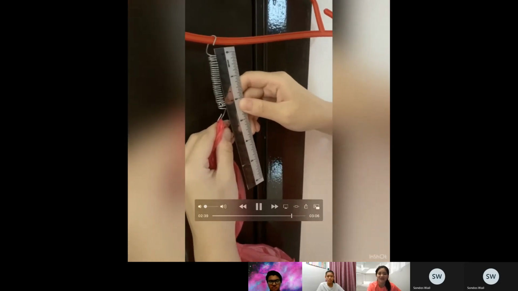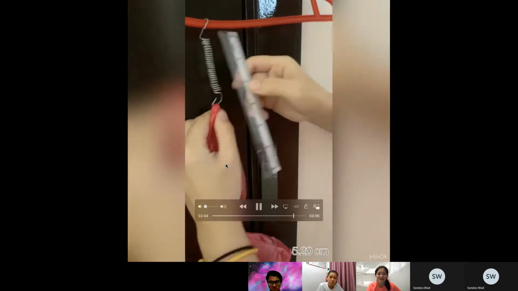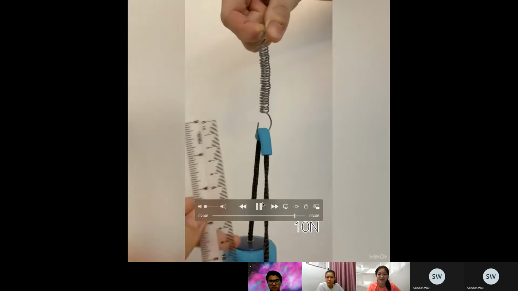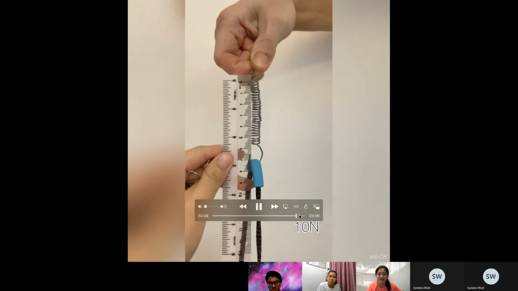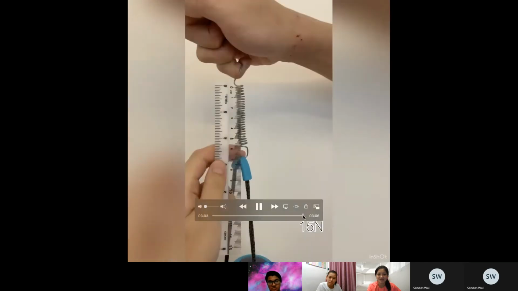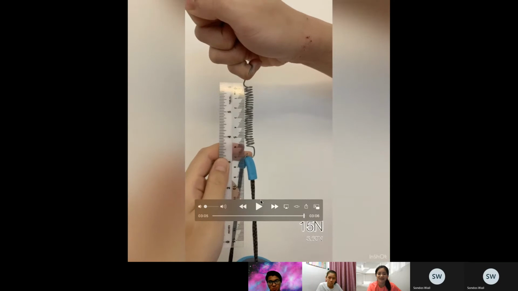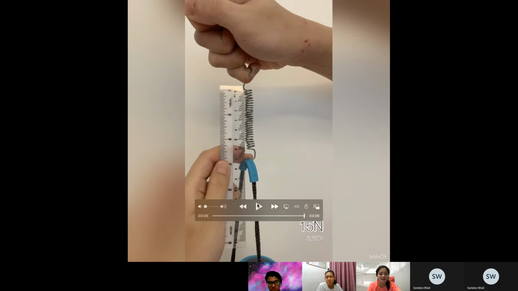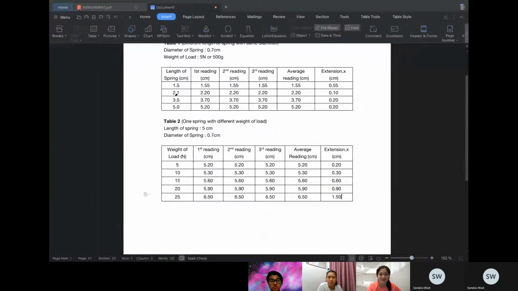Then I measure the before reading first, then I put the load, then I measure the elongation. Then repeat 3 times. This one is for 1 kg, which is 10 Newton. I measure it again, then repeat. Okay, then this one is 15 Newton. I fill the water below. Then after that, this is my table. The table I get is this one, if you guys can see. So I did 2 tables. This is my reading.